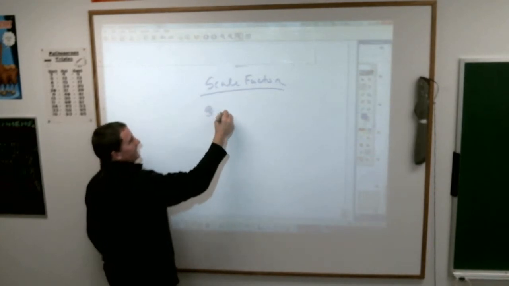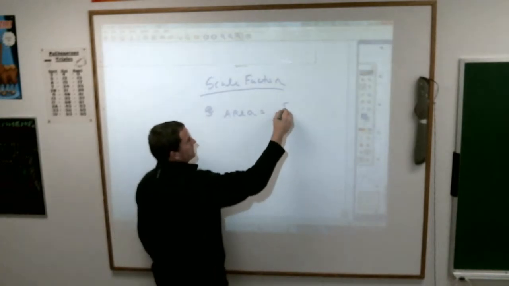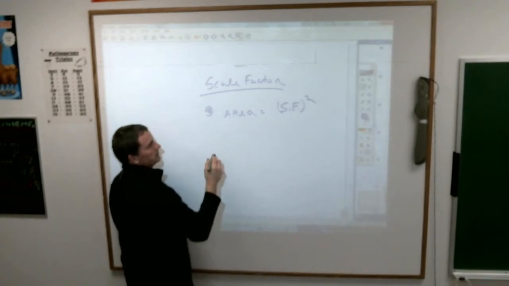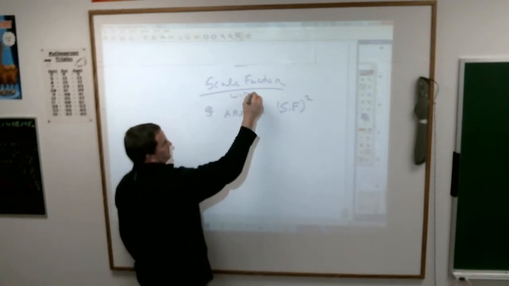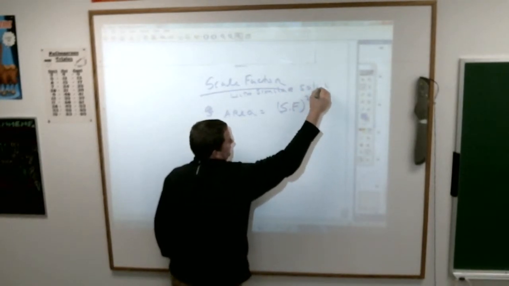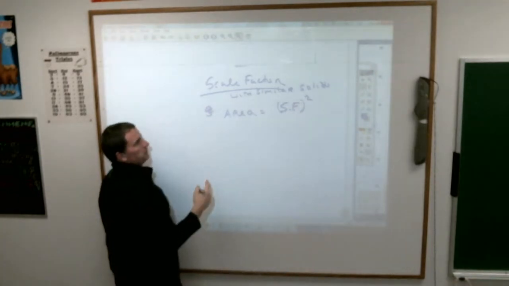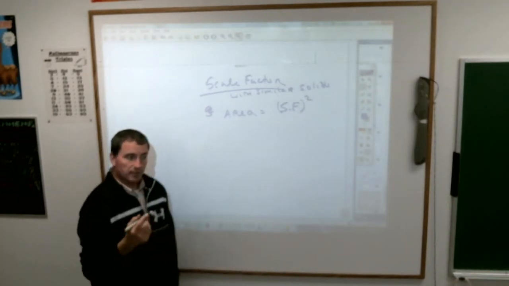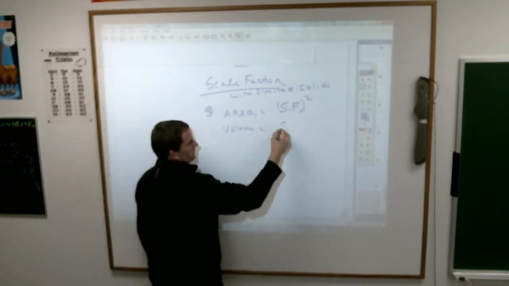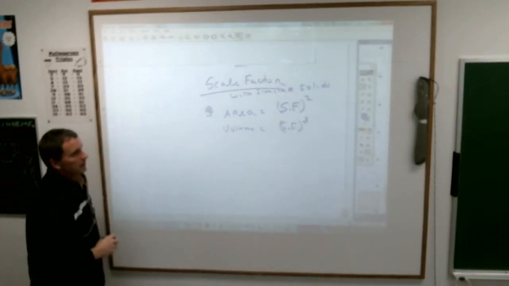When it comes to area, you have to take the scale factor and square it. This is with similar shapes, with similar solids actually. We're talking three-dimensional stuff, or two-dimensional things. When you talk about a solid having surface area, that's area. When it comes to volume, you take the scale factor and you cube it to find the new volume.